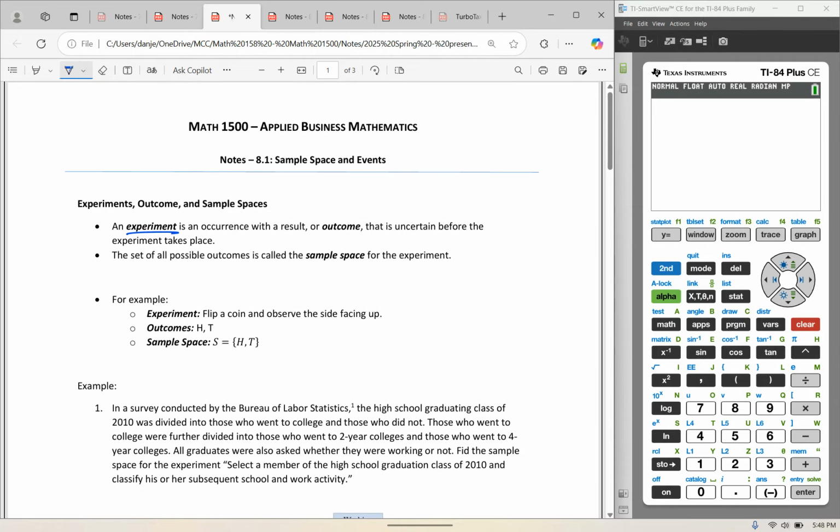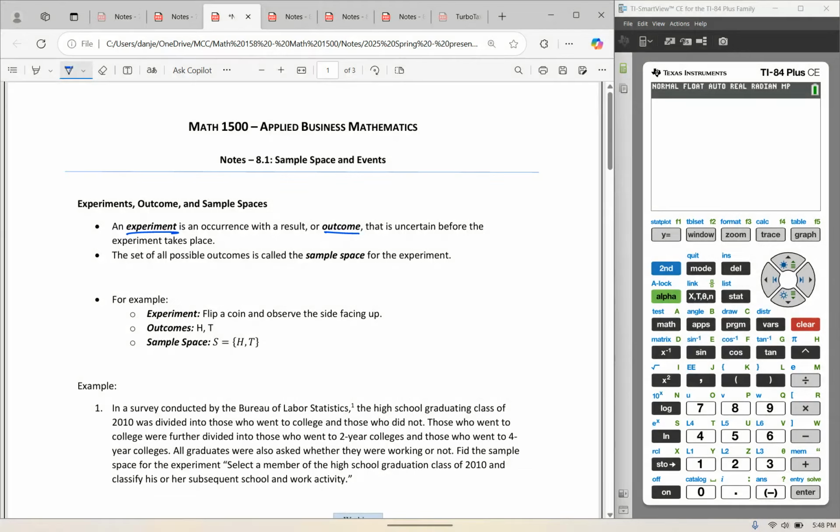An experiment. It's an occurrence with a result. So for example, I roll a die. The event is rolling the die. If I flip a coin, the event is flipping a coin. I select a student, the event is selecting a student. It's something I do where there's a result. That result is called an outcome.